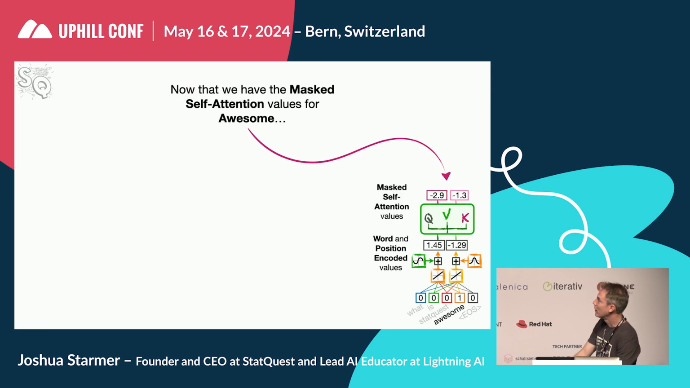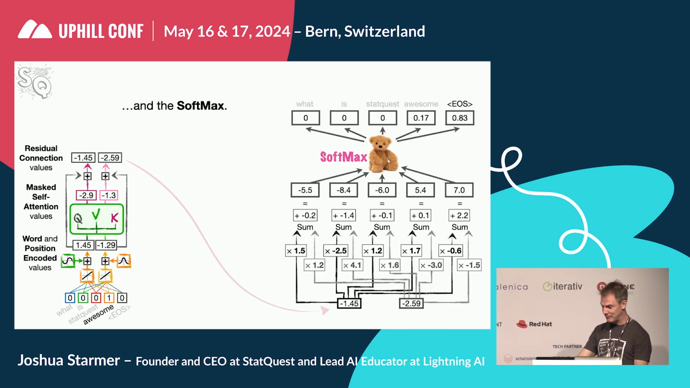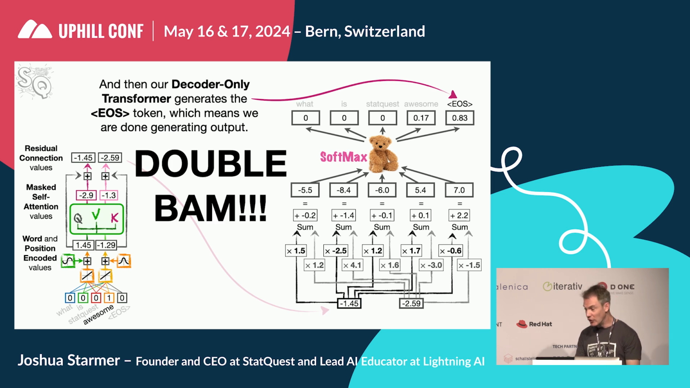Bam. And now that we have the masked self-attention values for awesome, we add the residual connections. And we run the numbers through the fully connected layer and the softmax. And our decoder-only transformer generates the EOS token, which means we are done generating output. Double bam. Okay, that was like the fastest ever introduction to decoder-only transformers ever presented in the entire world, and you guys were here to witness it. So fantastic. That's exciting.